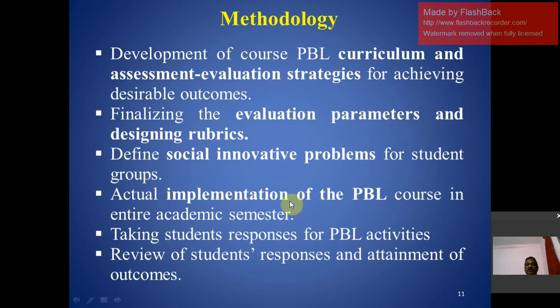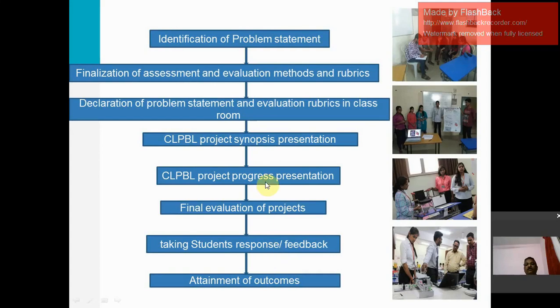Then actual implementation of the PBL course in the entire academic semester. So this work is going on in the entire semester. So taking students' responses for PBL activities. So at the end you have to take the feedback from the students, then review of student responses and attainment of course outcomes. So this we can say is the roadmap for the PBL activities.